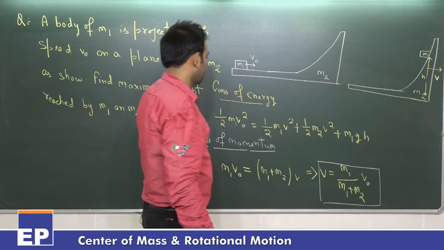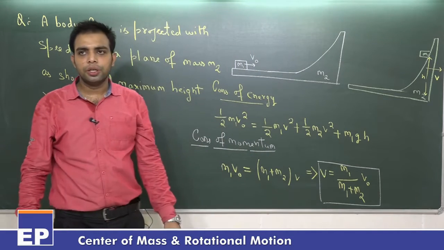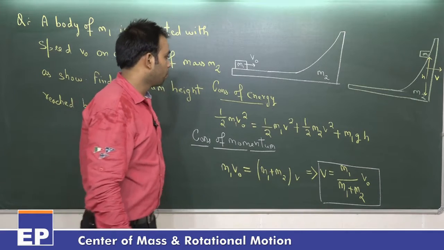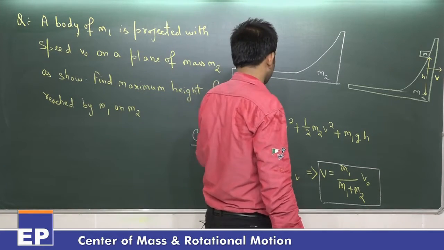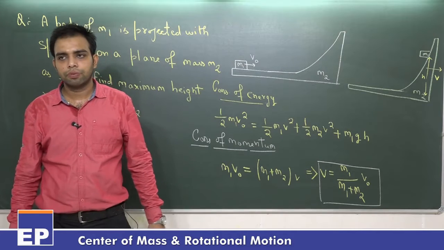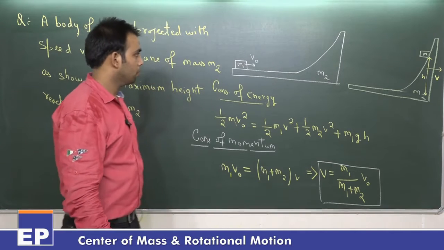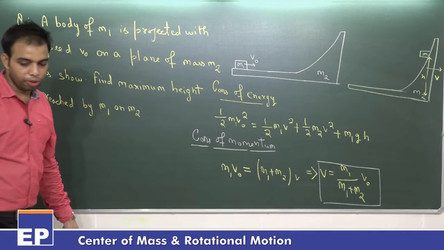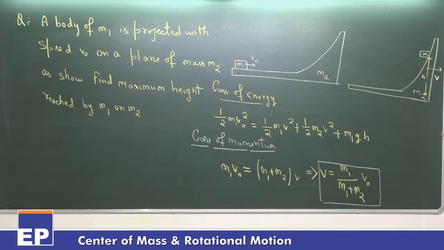If v is that much, we can put the value of v there to calculate the value of h. You can easily calculate the value of h from there. So this is the value of h that you want. Clear? Yes, write it down. Yes, next.